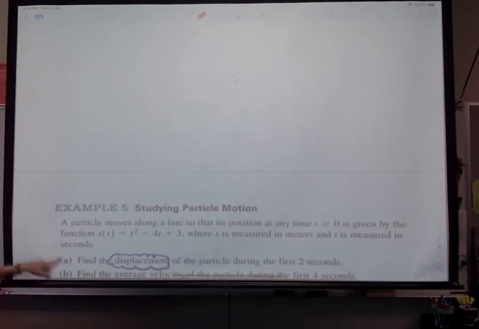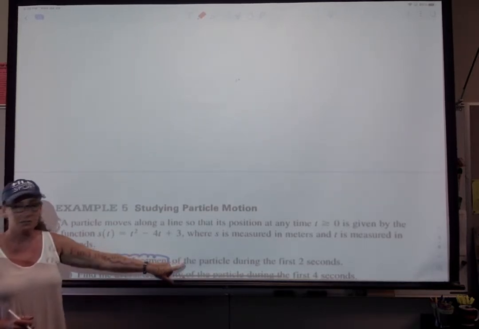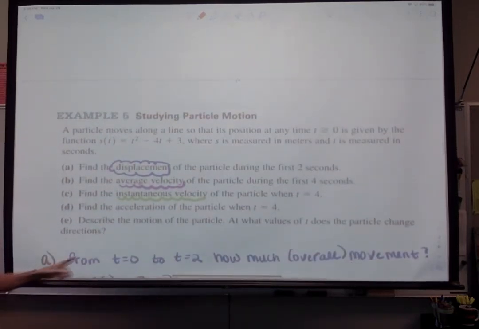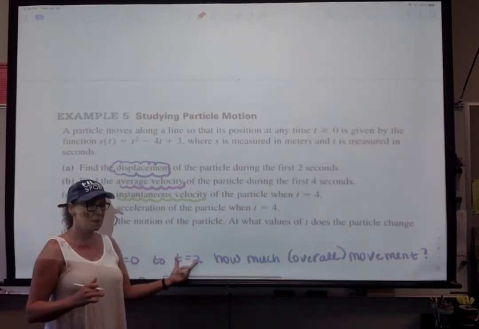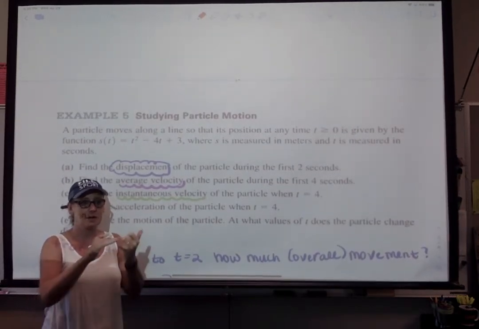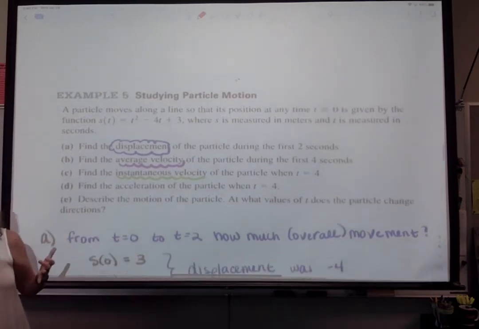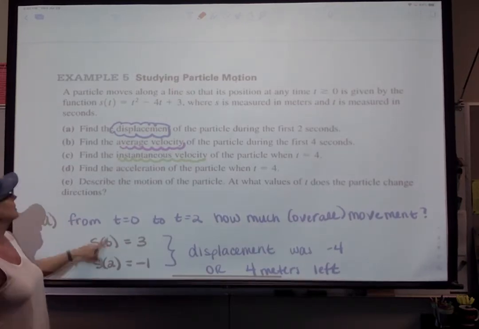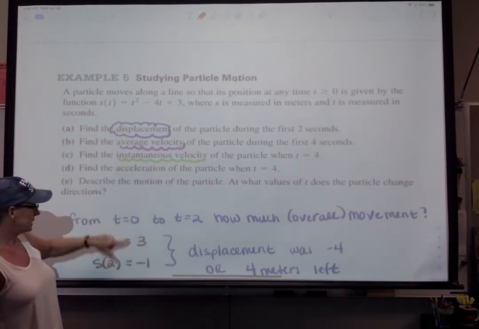Okay. Part A says, find the displacement of the particle during the first 2 seconds. Here's what it's asking. During the first 2 seconds, from time 0 to time 2, overall, how much did it move? Let's compare where it was at time 0 to where it was at time 2. So I literally just took 0 and substituted it in s, took 2, subbed it in.